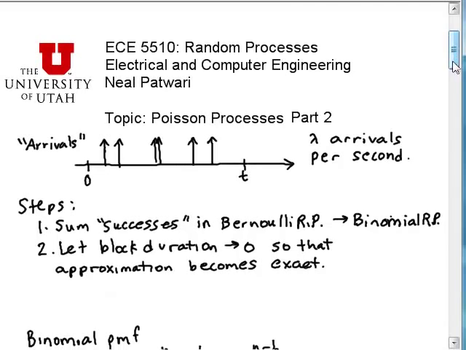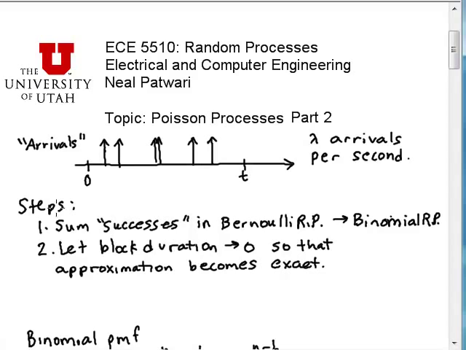Okay, so a Poisson process is continuous arrivals in time. So packets arriving at a router, they can arrive at any real valued time. And they're going to arrive at some rate, some average rate that's constant over time. So let's say that lambda packets arrive every second on average.